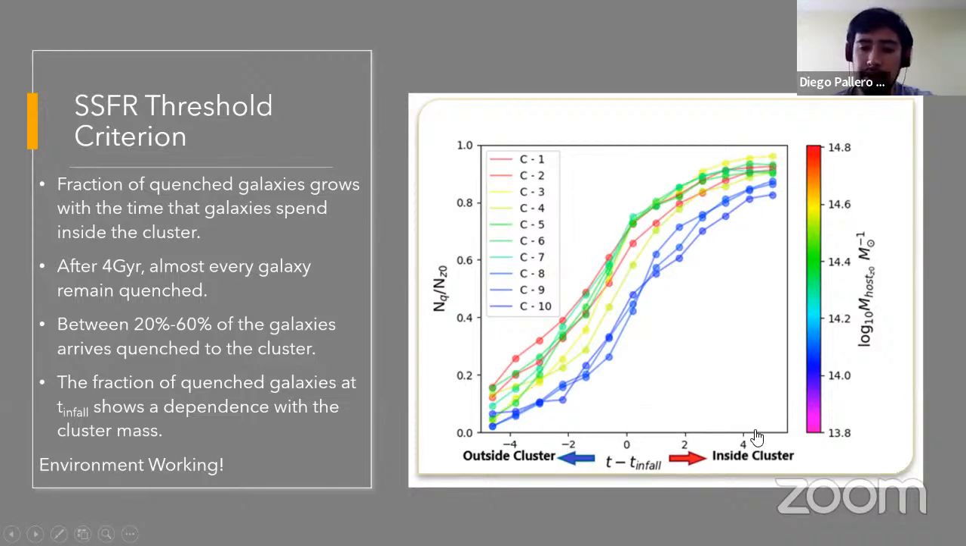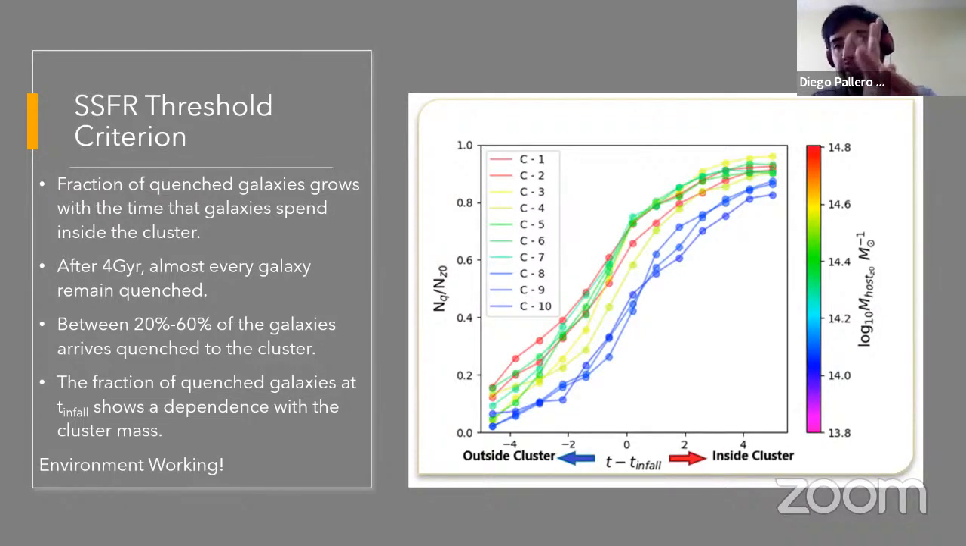So what I want to show you here is that 4 gigayears, for example, after galaxies were accreted into the cluster that we're studying, the quench fraction tends to be much lower. Most of those galaxies are still forming stars even 4 gigayears after their accretion. But once a galaxy crosses the virial radius of the cluster for the first time, it rapidly gets quenched, and we can see this increment in the quench fraction. After 4 gigayears, most of the galaxies have already been quenched.